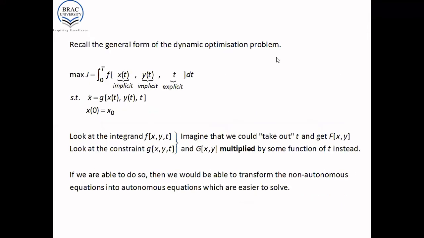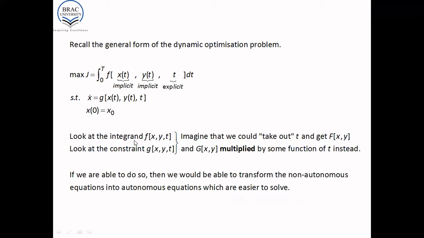Now recall the general form of the dynamic optimization problem. You want to maximize the functional between the lower limit of 0 and some upper time limit, capital T, of a function that has x of t, y of t, and t itself. Now x of t and y of t are both implicit functions of t, whereas here t stands on its own explicitly. Subject to x dot is equal to g of x of t, y of t, and t, and the boundary condition x of 0 is equal to x naught, usually taken to be positive.